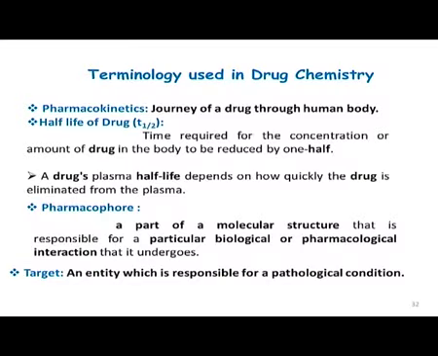And then finally is a target. I told you about a target. A target is an entity which is responsible for a pathological condition. So, it is that epicenter which is actually responsible for that particular disease and where your drug must target, right.